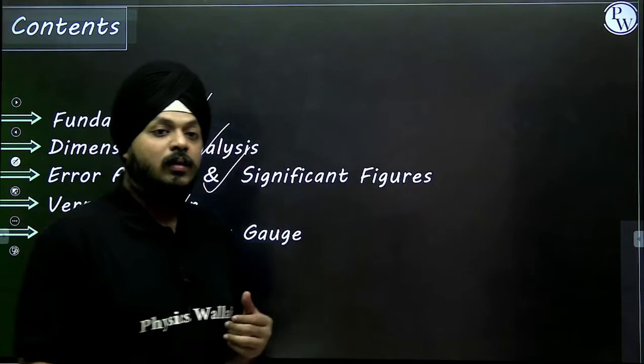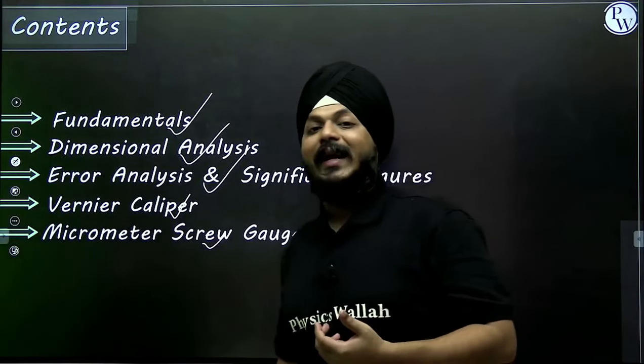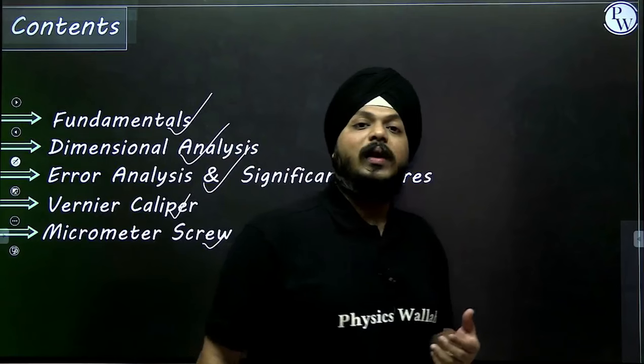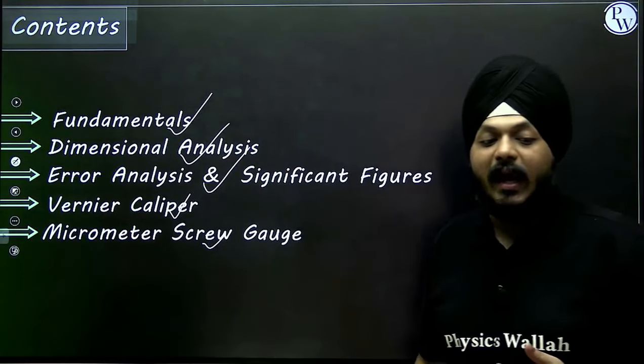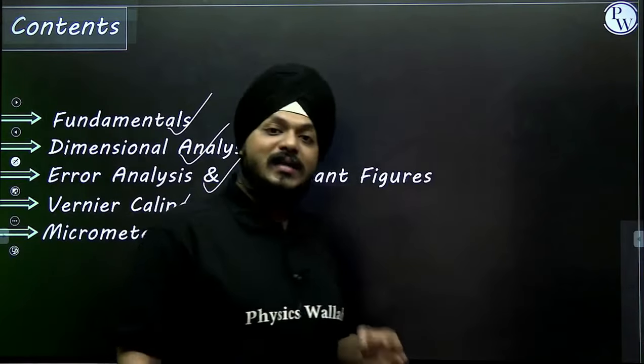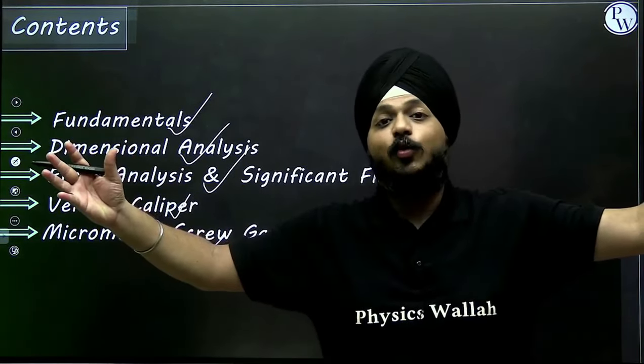the least count, what is the zero error, what is a total reading, how Vernier caliper readings are calculated, how screw gauge readings are calculated. All of those things we are going to discuss in detail. You just have to stay till the end. Apart from this, I'm going to give you the flow chart of this chapter.